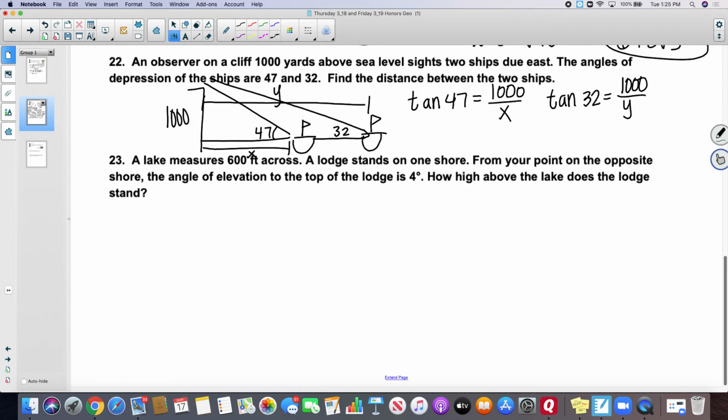All right, so a lake measures 600 feet across. A lodge stands on one shore. So we have like this building over here. From your point on the opposite shore, the angle of elevation to the top of the lodge is 4 degrees. How high above the lake does the lodge stand? So like you have this lake here, and you're standing over here.